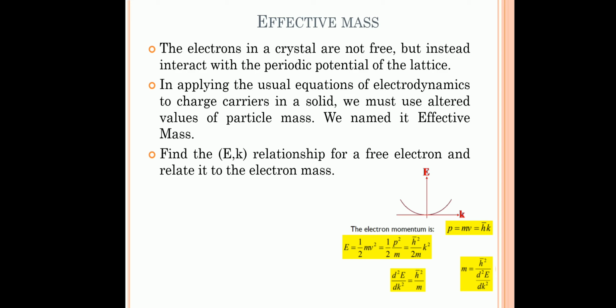Remember that for an electron in a crystal, the crystal electrons are not completely free. They interact with the periodic potential of the lattice. That means they will be attracted, or they have some forces among the similar particles. So the electron mass at rest we can't directly apply in such cases. So we are using the effective mass of electron, and this effective mass is inversely proportional to the second derivative of the Ek relationship. So that's the definition of effective mass of an electron.